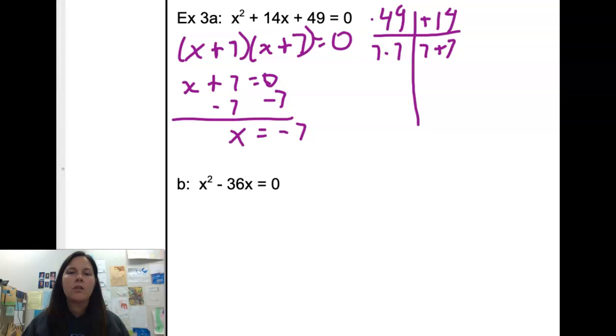So this quadratic equation only has one answer. I believe what I said at the beginning of the video was that quadratic equations could have two answers because they have a power of 2, but they don't always have to have two answers, as we see here.